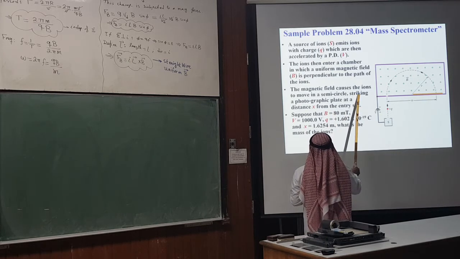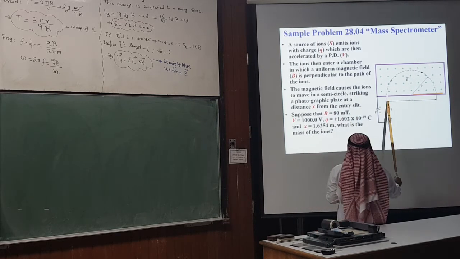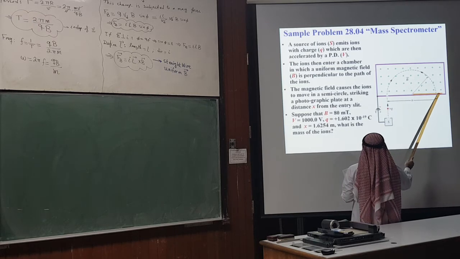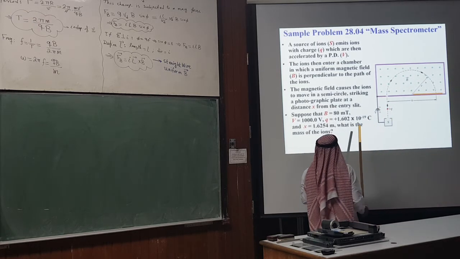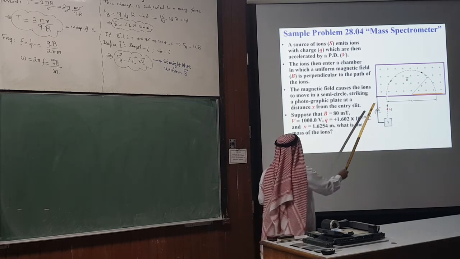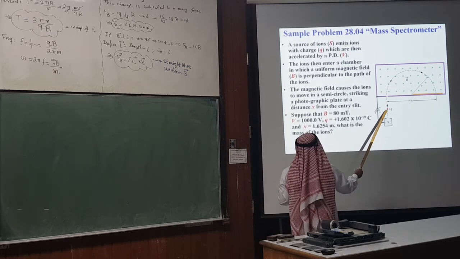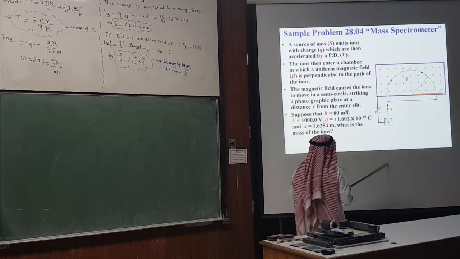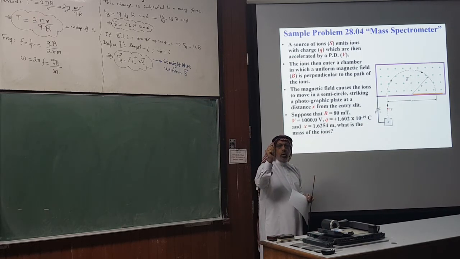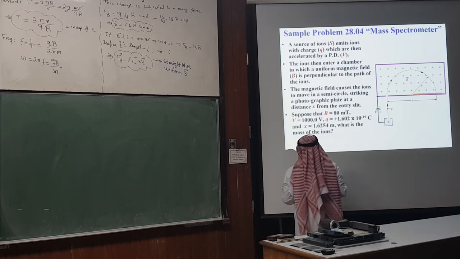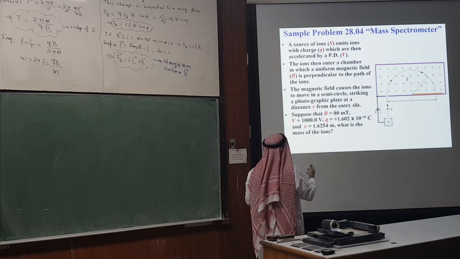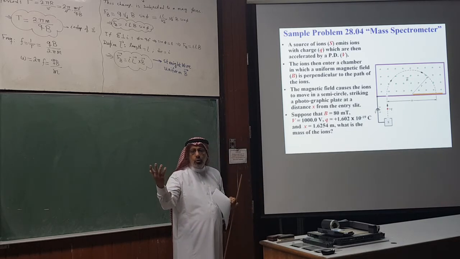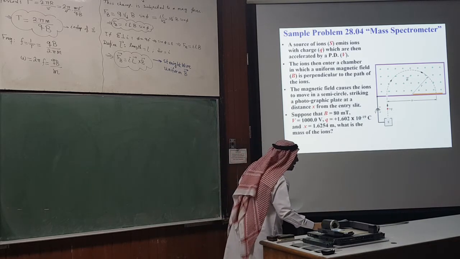So the ion strikes a photographic plate at a distance x from the entry slit. It will enter from this point, and where it hits the plate is a distance x from the entrance. Suppose, for example, that we set the magnetic field to be 80 millitesla. We set the acceleration voltage to be 1000 volts. Let's say that the charge of the ion is 1.6 times 10 to the minus 19. So basically, you took an atom and you took only one electron. That's what we have here. And you measured the distance x, and find it to be 1.6254 meters. Given this, what is the mass of the ion? So that's what we want. We want this instrument to determine the mass of the ion.